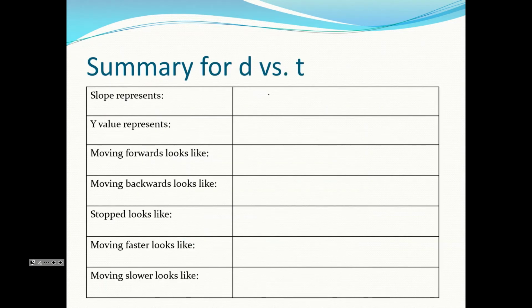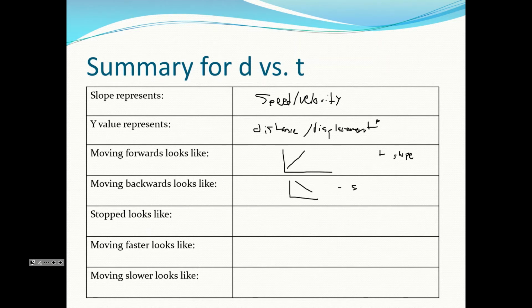So let's do a little summary. Slope represents speed or velocity, depending if direction matters to us. Our y value represents our distance or our displacement, depending on if direction matters. And I'll put a little star by that because there's certain situations where that might not quite work. Moving forwards is a positive slope. Moving backwards is a negative slope. And stopped is a 0 slope.